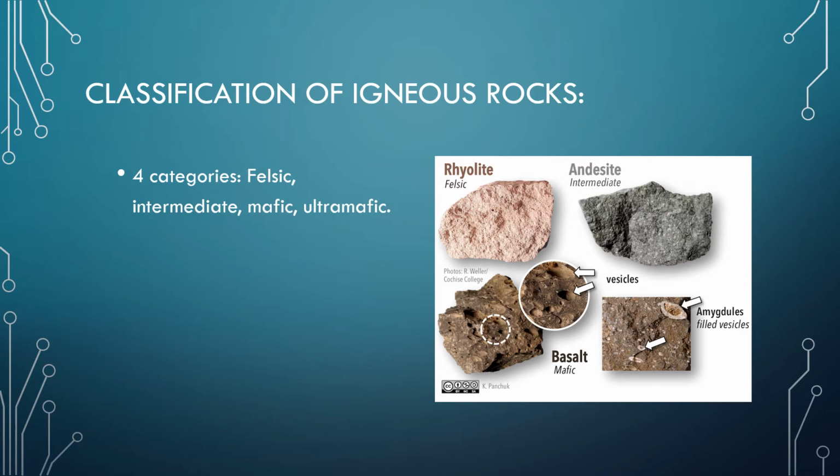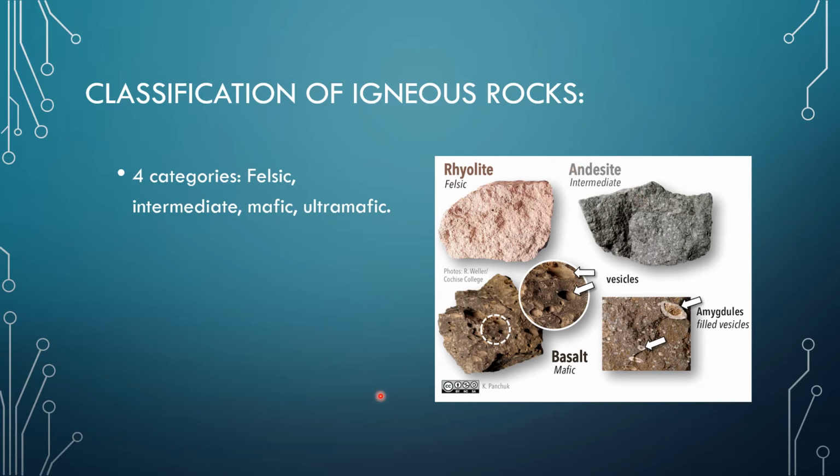So there are 4 categories that we can use to help classify igneous rocks. The first one is felsic. It is silica-rich. This category has very light color minerals and a few dark minerals. Felsic has greater than 65% silicon dioxide. An example of a felsic igneous rock is rhyolite. The intermediate category has equal amounts of light and dark minerals. It has about 55 to 65% silicon dioxide. Intermediate is right here.